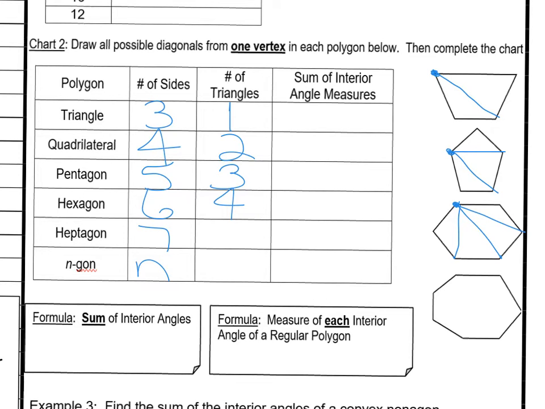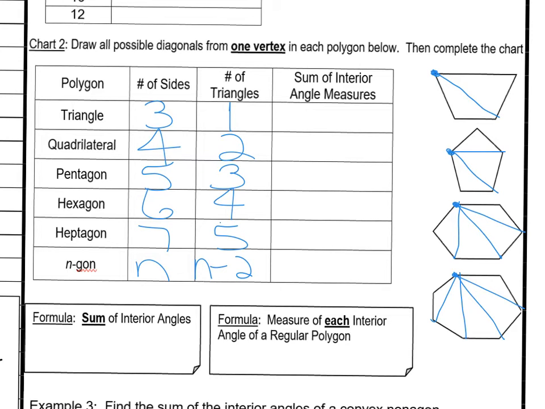And a heptagon, if we draw diagonals from one vertex, we have 5 triangles. Notice the pattern between the number of sides and the number of triangles. The number of sides is n. The number of triangles is always n minus 2.